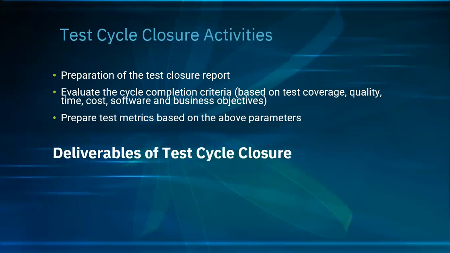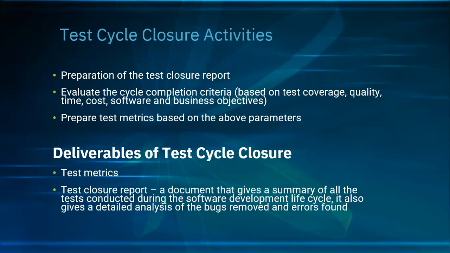What are the deliverables of test cycle closure? Test metrics and test closure reports. These are our key deliverables. So it is a document that gives a summary of all tests conducted during the software development lifecycle. It also gives a detailed analysis of the bugs removed.